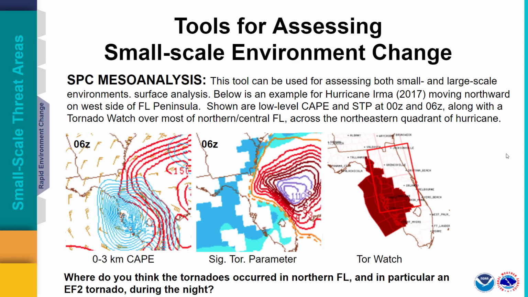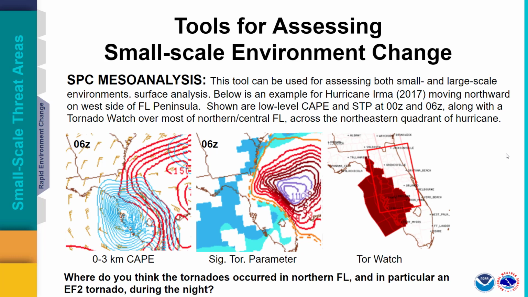Note that a tornado watch covers most of the northern and central Florida peninsula. However, short-term tornado potential exists where we have an overlap of STP values of 1 or greater, along with a substantial low-level CAPE of at least 50 joules per kilogram, supporting low-level acceleration for vortex stretching. We see these conditions mainly confined to the coastal counties of northeast Florida.